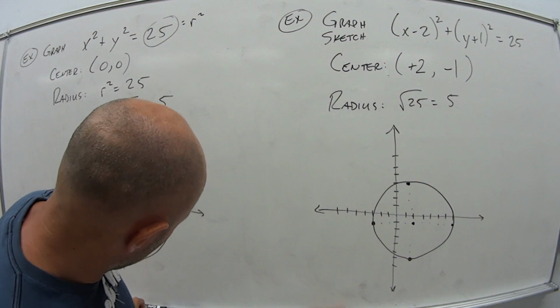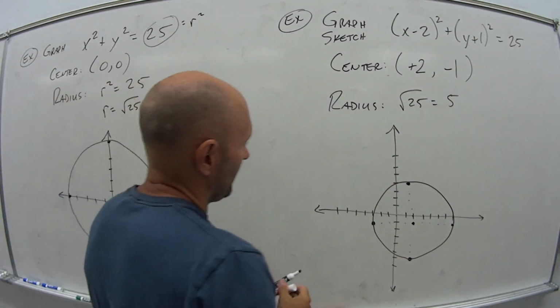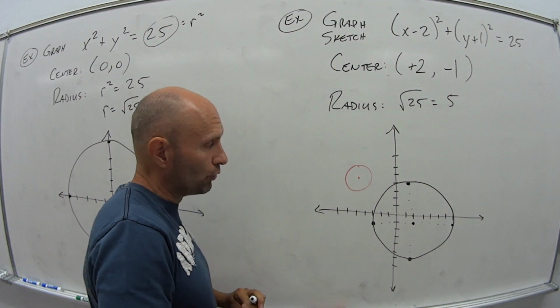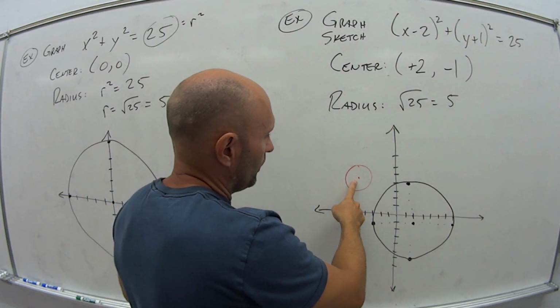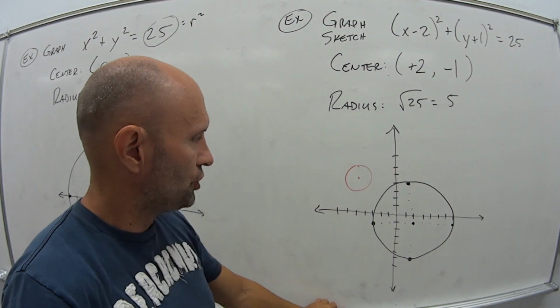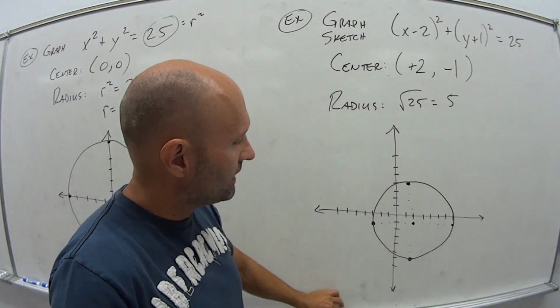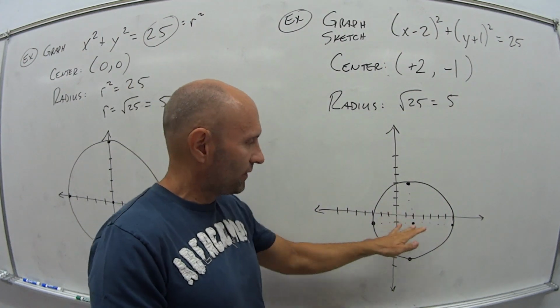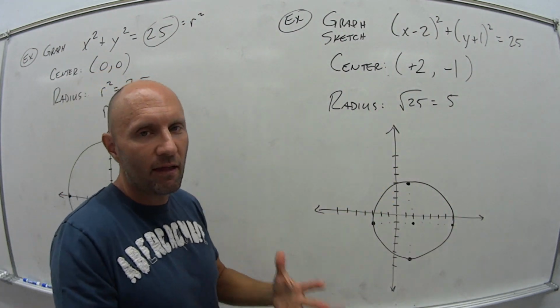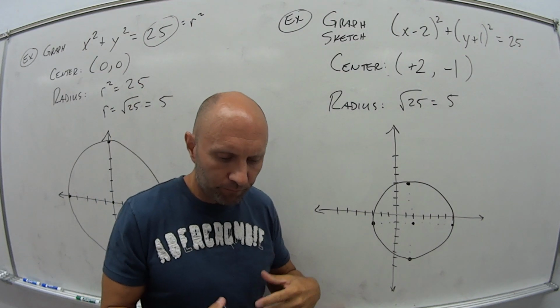Now, that being said, if your graph had the center over here and it looked like a tiny circle, well, that's clearly wrong, right? Because if the center isn't where it's supposed to be and the radius is clearly not 5, that would be an issue. But if it essentially looks like that, it's got the center where the center should be, the radius is 5 in all directions, that's what I'm really looking for.